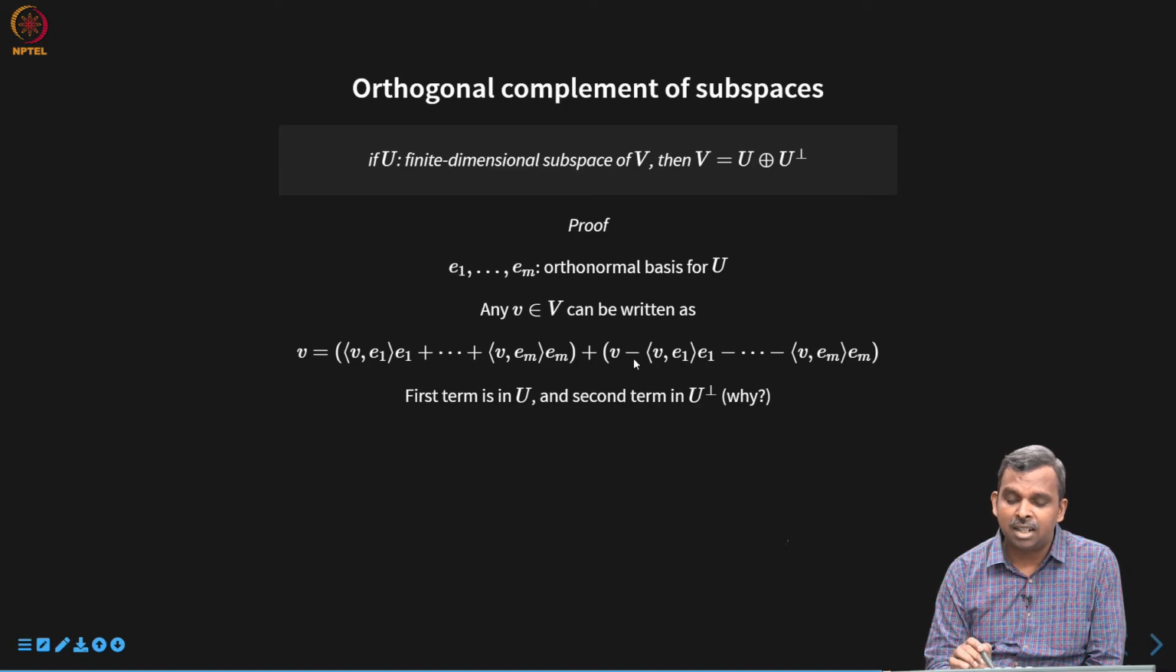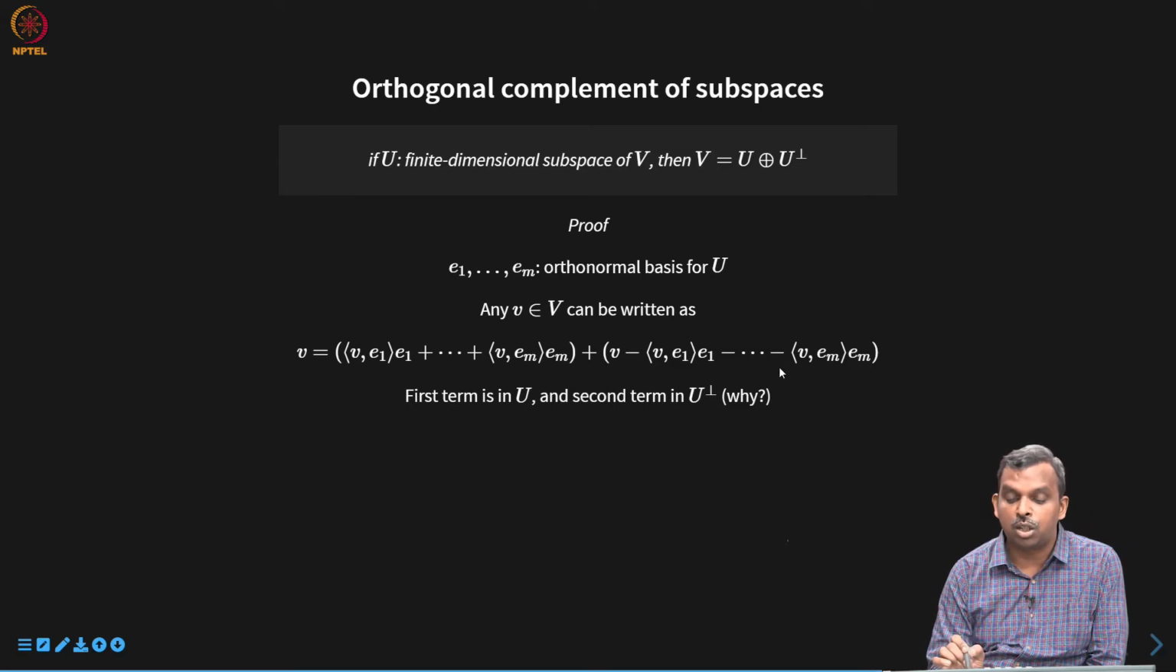It's not very hard. For the second term, if you take a dot product of the second term with E1, for instance, what will happen? The first term will give you V comma E1. This term will give you minus V comma E1, when you're taking the dot product with E1. And all the other terms will disappear, because it's an orthonormal basis. So you get V comma E1 minus V comma E1, and that will go to 0. This is a bit interesting.